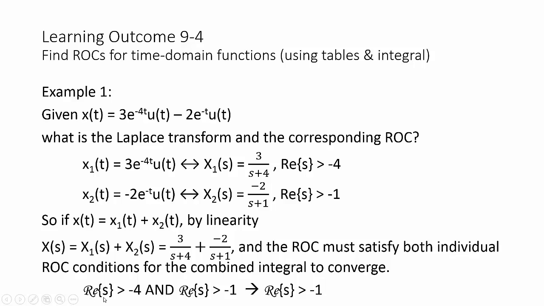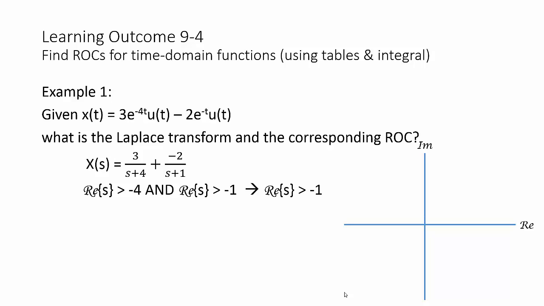We need to have that the real part of s is greater than negative 4 and that the real part of s is greater than negative 1. When we consider this, that means that the real part of s has to be greater than negative 1. That's where both are true. We can look at this graphically. This is the region of convergence for the real part of s greater than negative 4. This is the region of convergence for the real part of s greater than negative 1. They both are satisfied where they overlap, and that's going to be when the real part of s is greater than negative 1.